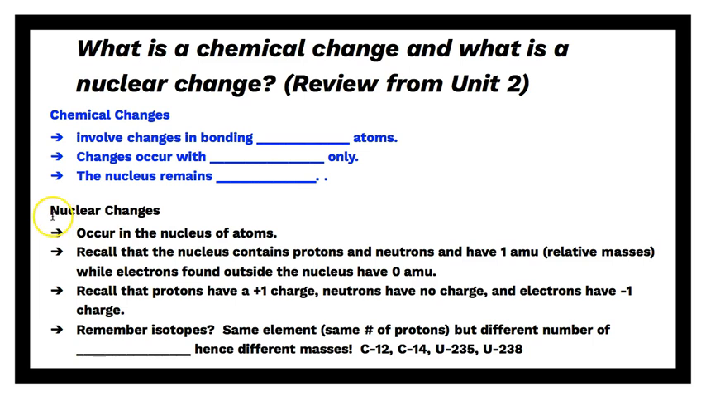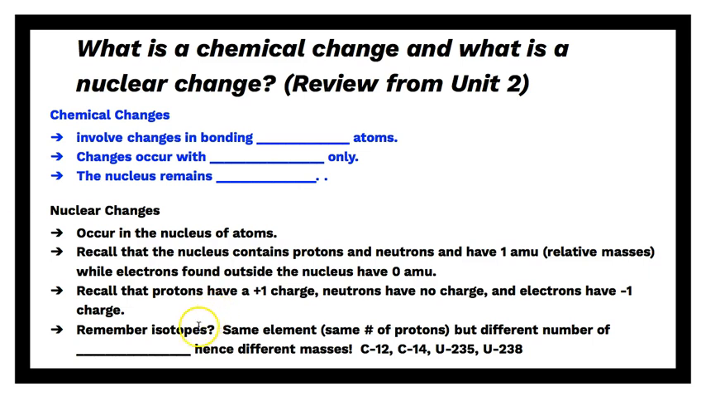This is what we're used to. However, now we're learning about nuclear changes, and nuclear changes occur in the nucleus of the atom. Remember that the nucleus has protons and neutrons, which have a mass. And electrons are found on the outside of the nucleus and they don't have a mass.